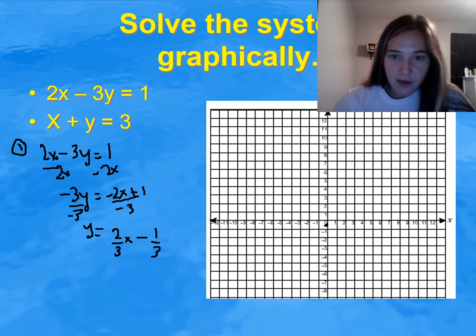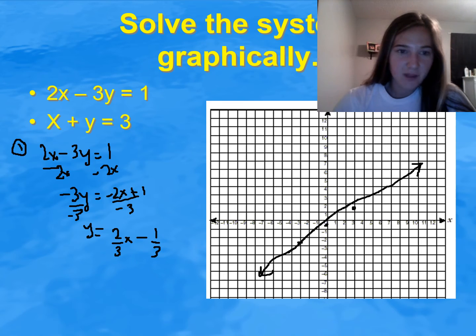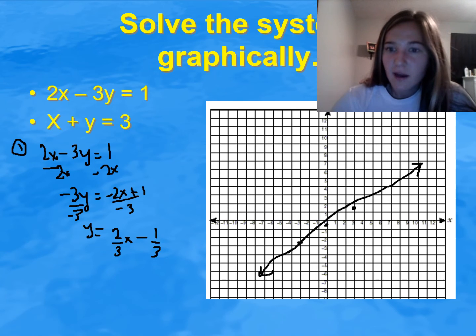And I'm going to go up 1, 2, and over 1, 2, 3. Or I can go the other way: 1, 2, 1, 2, 3. And I draw my line. Pretend that touches. Okay, that's line 1.